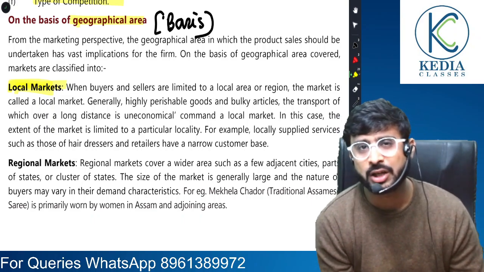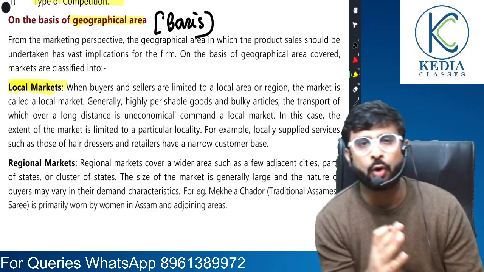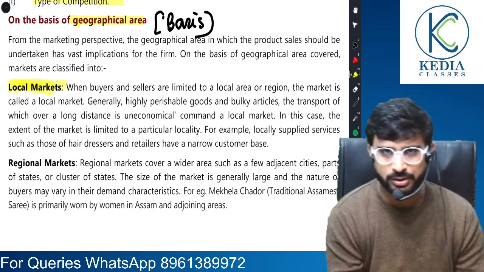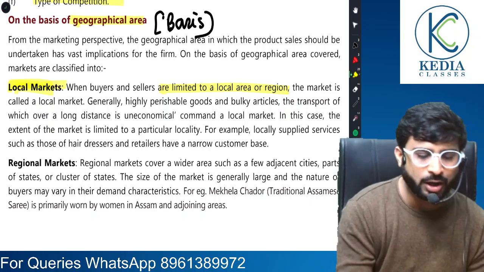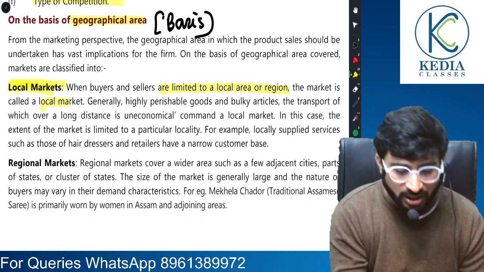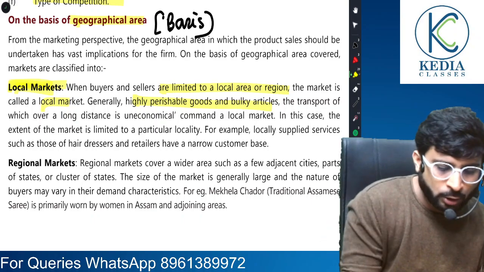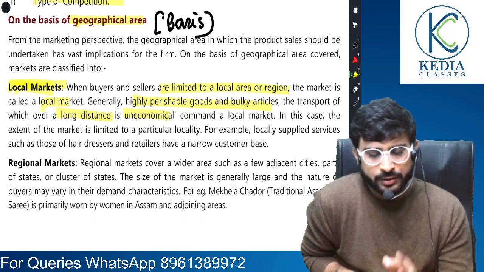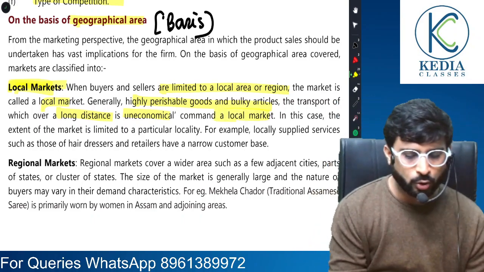Particularly highly perishable goods like fruits and vegetables, we prefer to buy from the local market, because otherwise, if you order through any other medium, it will take time to travel and the product may at the end be useless. So when buyers and sellers are limited to a local area or region, the market is called a local market. So when buyers and sellers both are located in a limited area, okay? Generally highly perishable goods and bulky articles. Yes, bulky means heavy articles. When they are transported over long distances, they become uneconomical, and therefore they are preferred to be purchased from a local market. Understood, sir? Sir, we have understood local market.